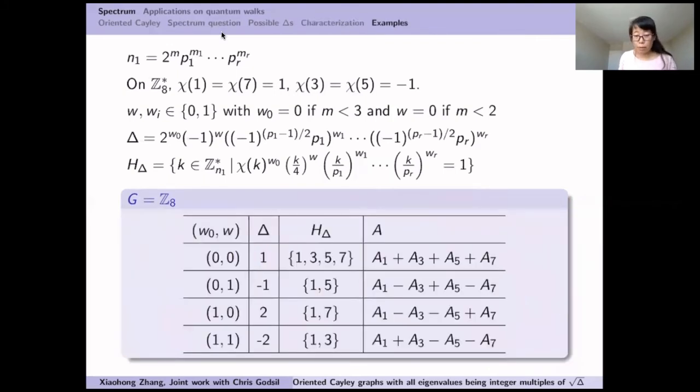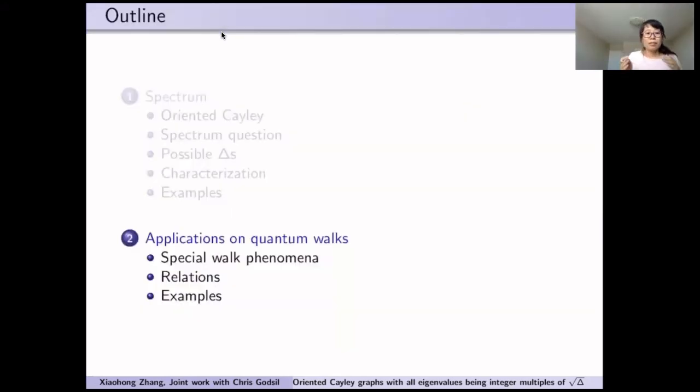That's a summary of this. A1 is just the permutation matrix, like 0 maps to 1, i maps to i plus 1. The subscript corresponds to A_i raised to that power. So we have a characterization of such oriented Cayley graphs whose eigenvalues are all integer multiples of square root delta.